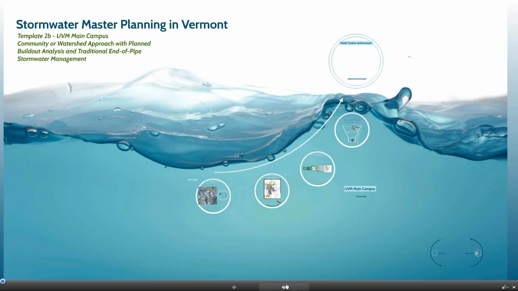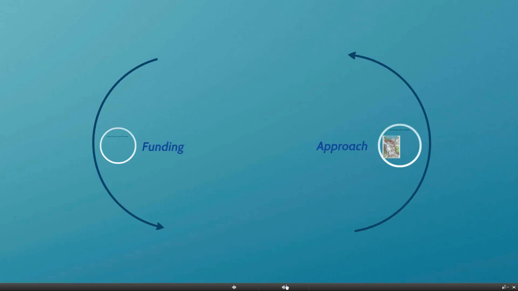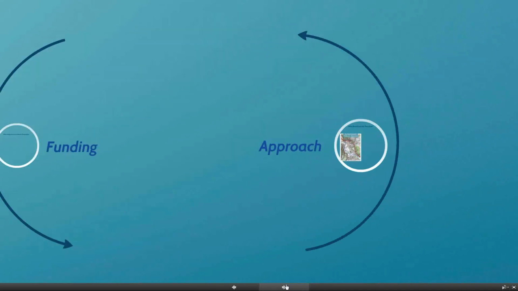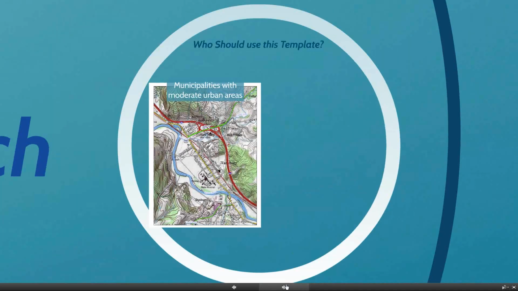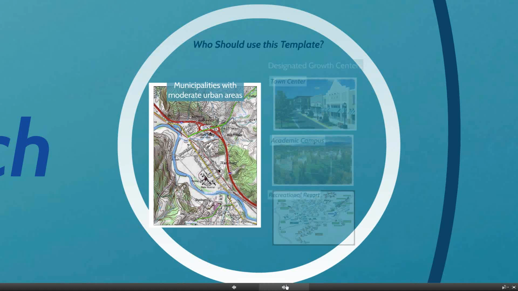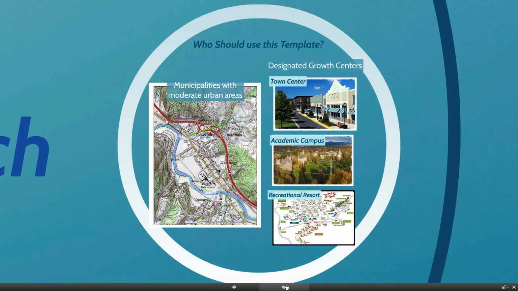Thanks everybody. Welcome back to those who've seen some of the previous shows. We'll jump right into this one here. First, just to talk about the approach for this specific template. This template's really geared towards municipalities with larger urban areas, also areas such as town centers, academic campuses, or recreational resorts. And really the key is contiguous areas that are generally under one ownership makes this approach a lot more ideal.